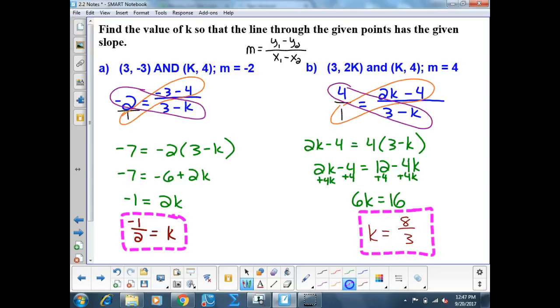One thing I will tell you about slopes: fractions. If you're finding the slope, give it to me in fraction form, unless it's given to you in decimal form in the actual problem. But if it's just straight up numbers, give it to me in fraction form. Reduced fractions, too. 16/6 there would not work.